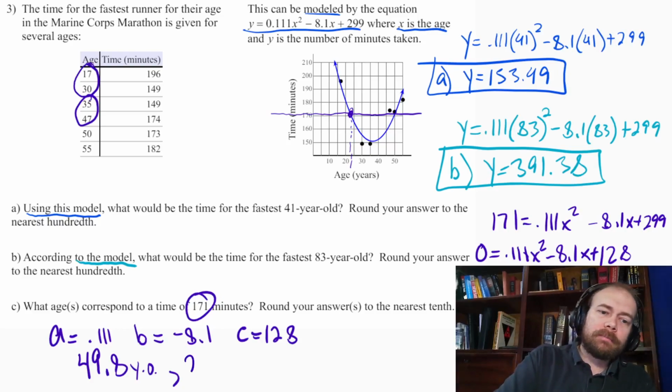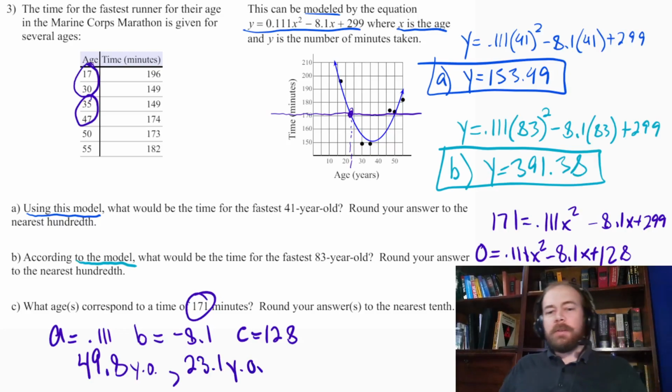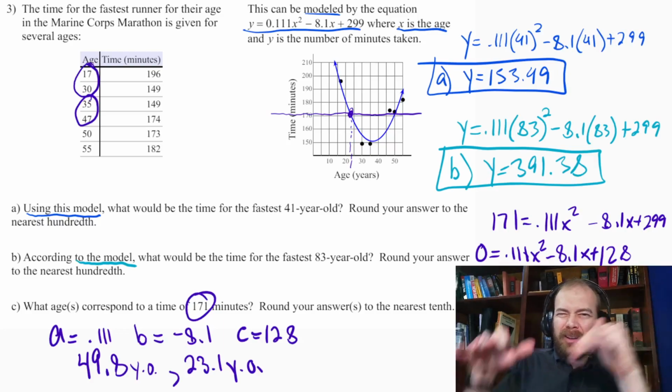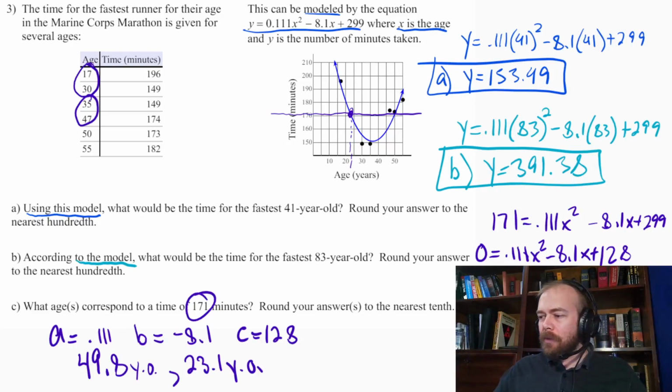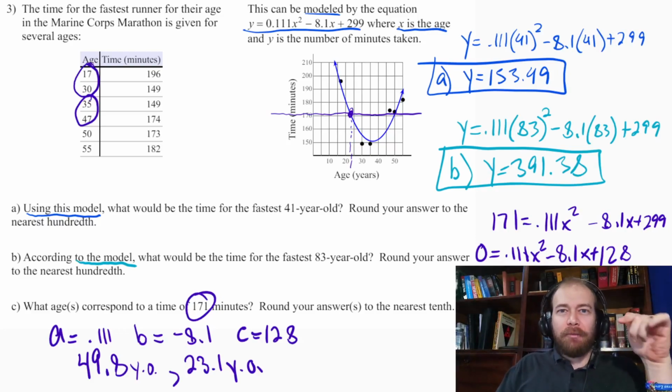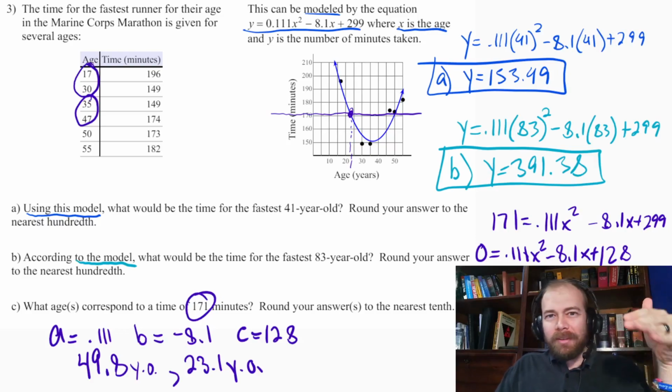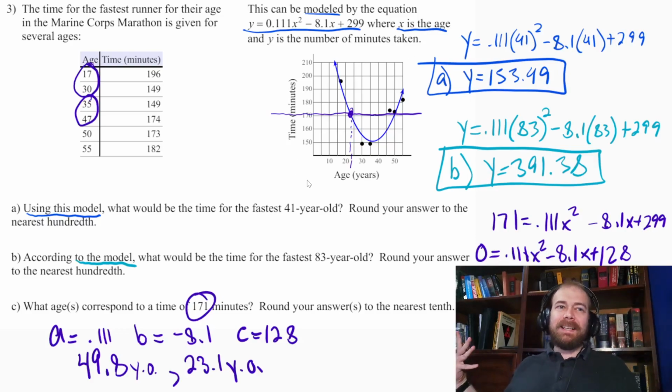23.1 years old, which spells yo. Yo, yo. Yeah, and that looks about right. That's about where I graphed it on the graph. And that's why using the graph is kind of helpful, because if you stare at the graph long enough, you'll be able to check your answer and make sure that it's right. So that's what we did. We are done. That's it.